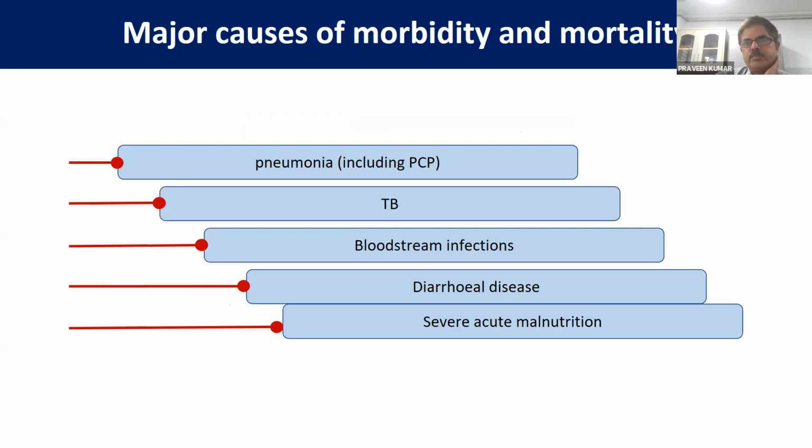So what are the major causes of morbidity and mortality in this age group? The first is pneumonia, including PCP pneumonia. Then the second important cause is tuberculosis. Then we have bloodstream infection like septicemia. There are diarrheal diseases, which again is one of the important causes. And then there is one important contributor to all the morbidity and mortality, which is severe acute malnutrition. So we will try to cover these topics.